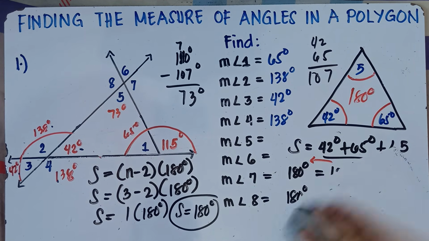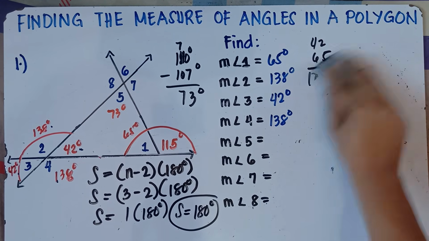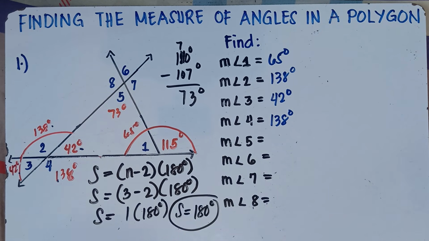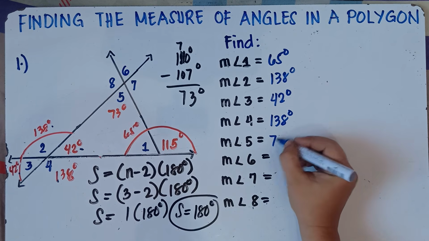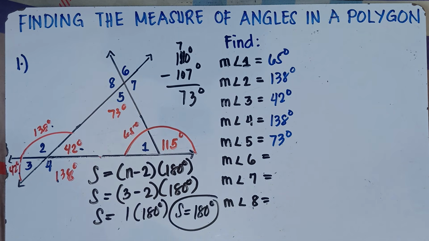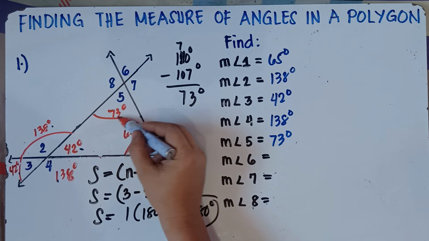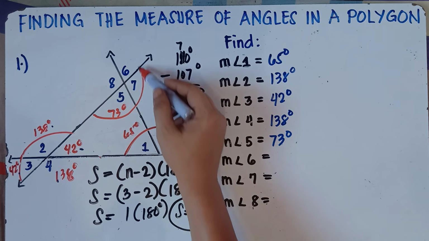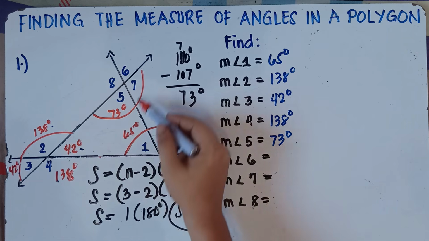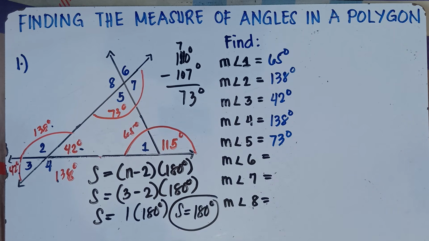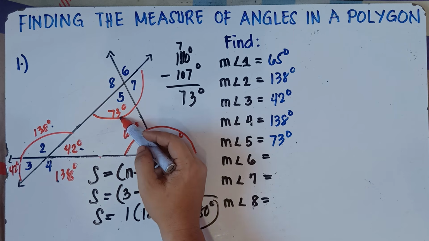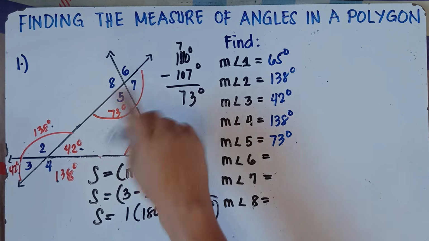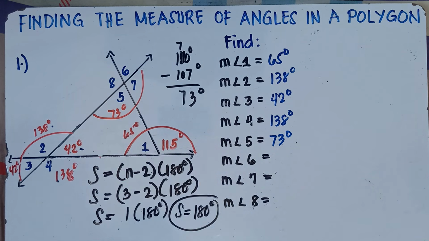Alright, so that's it, class. How to find angle 5? You use the sum of interior angles of a triangle. So this is 73 degrees for angle 5. Therefore, to find angle 7, we can simply subtract 73 from 180, because this is a straight line, we can form a straight angle. And a straight angle is always 180 degrees. Once again, 73 plus angle 7 should be equal to 180 degrees. So to get angle 7, we subtract the 73 from 180.